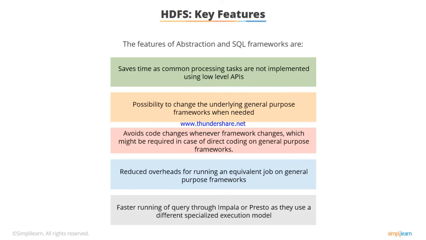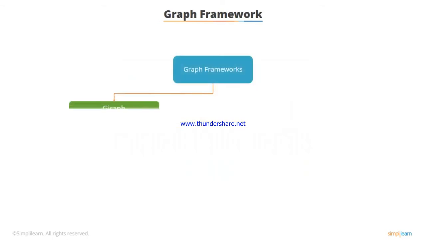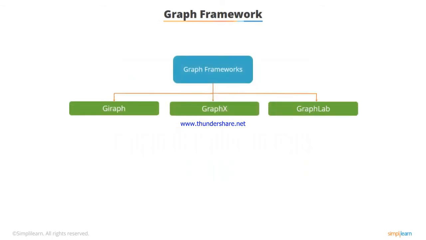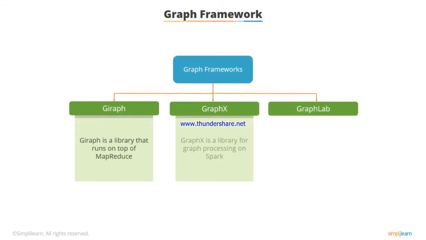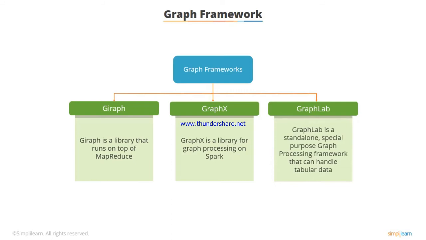Special use cases need special frameworks like graph, machine learning, and real-time streaming frameworks. Let's take a look at these in the next few screens. Giraffe, GraphX, and GraphLab are popular graph frameworks. Giraffe is a library that runs on top of MapReduce, while GraphX is a library for graph processing on Spark. GraphLab is a standalone, special-purpose graph processing framework that can handle tabular data.